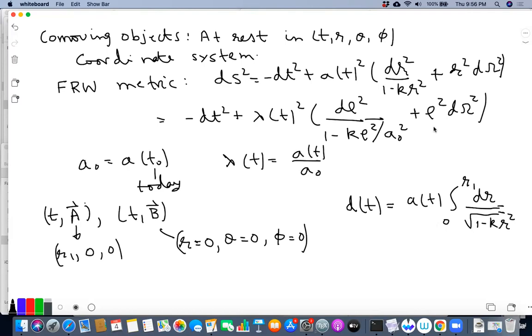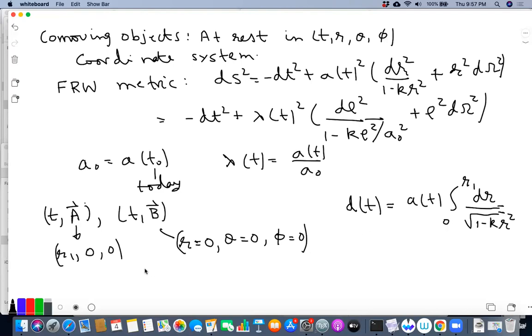Just take the square root of this and integrate over r, because theta and phi are constant, so this doesn't change. So you can see that for fixed r1, that means if you take two co-moving points, where one point is fixed at the origin 0, 0, 0 and the other is fixed at r1, 0, 0, then the physical distance between these two points changes as a function of time. In fact, it increases as a function of time. So two co-moving objects keep getting separated in physical distance.